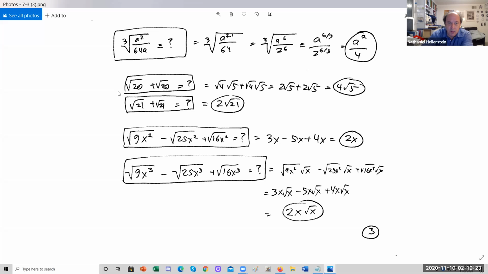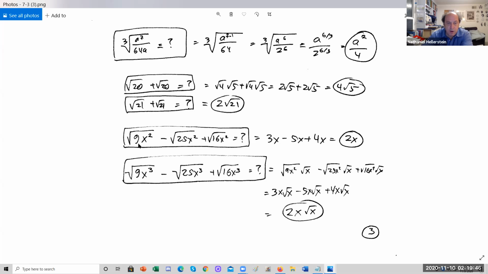There that is. Root 21 plus root 21, what's that? Well, 21, there's no square factors in it, so we can't simplify any further. So this is just 2 root 21. Root 20 is, well, root 4, root 5. This is 2 root 5 plus 2 root 5 here and here. Is that up to 4 root 5?